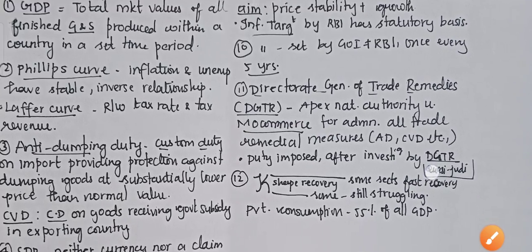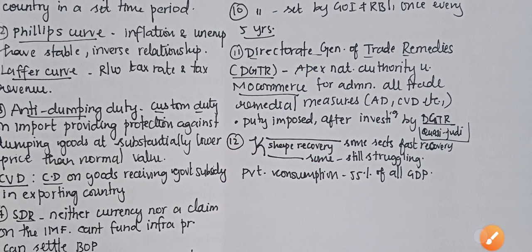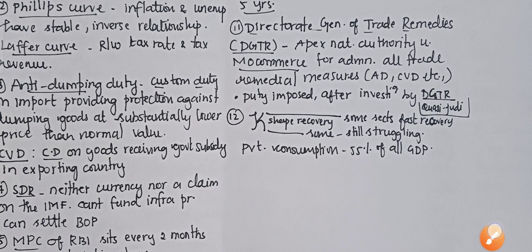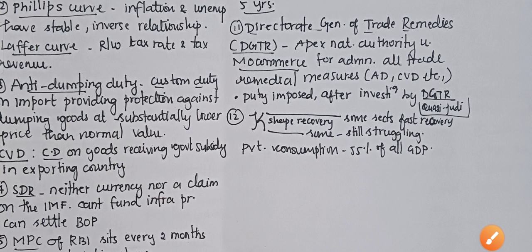And the last fact for today is about the K-shaped recovery. What is this? Some sectors recover fast while others are still struggling, which is K-shaped recovery. And in the GDP of India, private consumption contributes 55% of total GDP. So that's all for today.